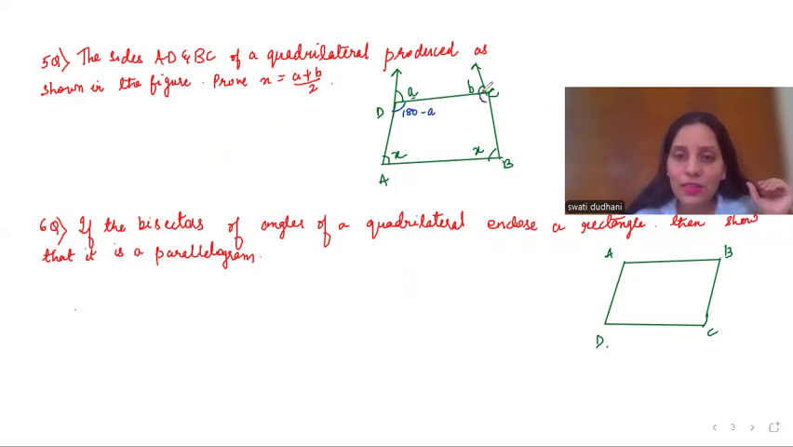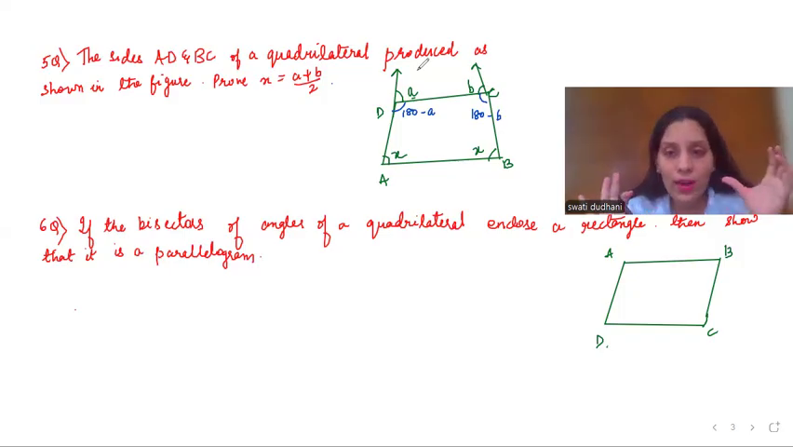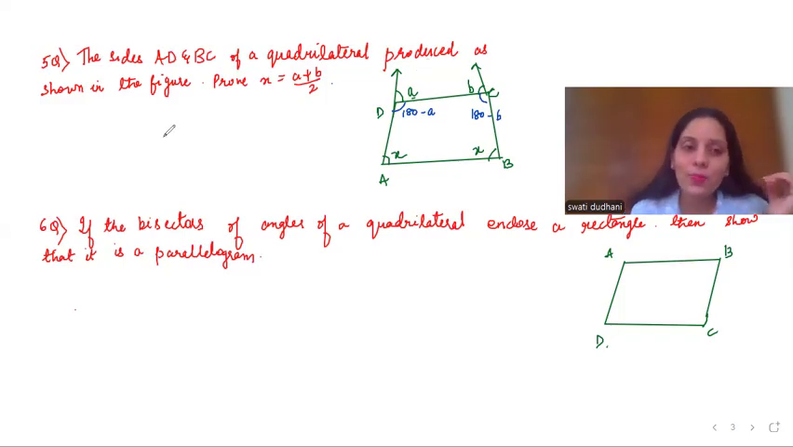Similarly, here this will be 180 minus B because again they are forming a linear pair. So now in a quadrilateral we have all four angles A, B, C, D. Whenever you have all four angles, you will always go with the angle sum property. So the angle sum property of a quadrilateral is 360. So A plus B plus C plus D is equal to 360.